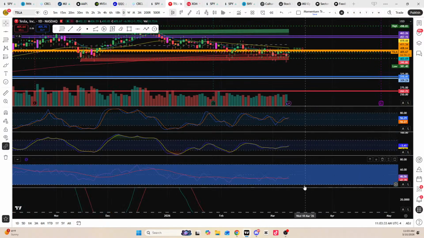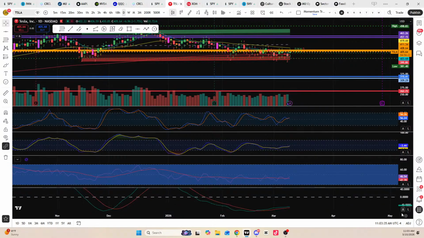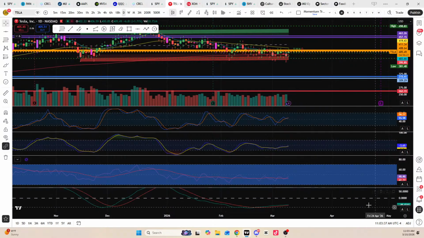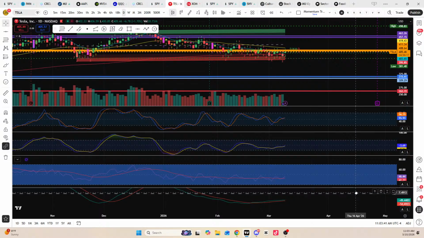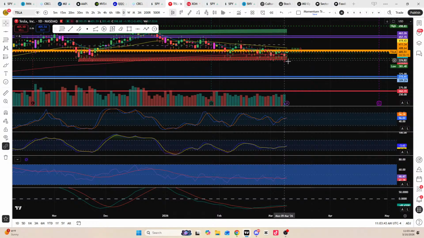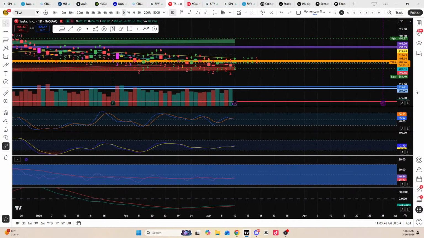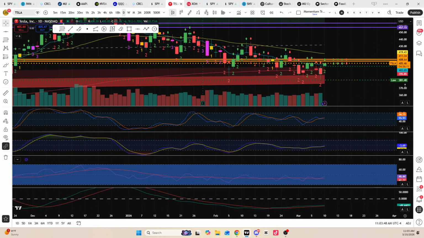And right now, momentum is coming back into positive territory. It was still a little negative down here, but they had the crossover for sure. Yeah, Tesla could have a push coming. Based on momentum, it looks like it could definitely have a little push coming.